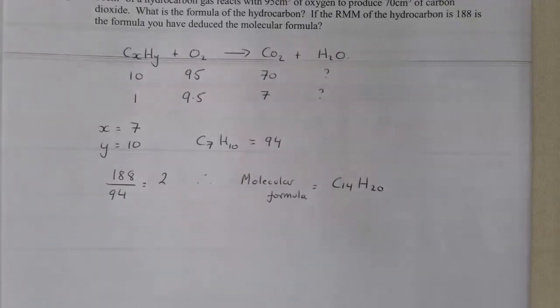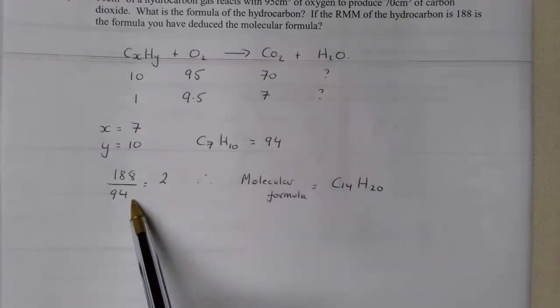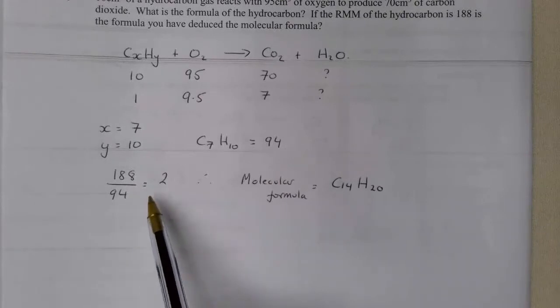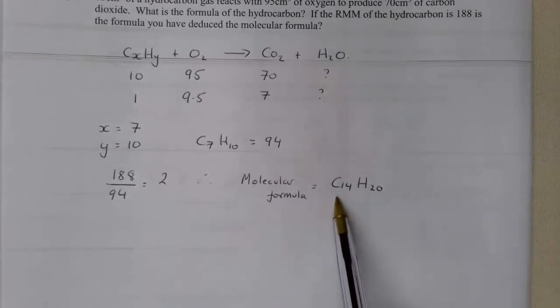And in my last example, I do everything in exactly the same way, only remember I'm going to get an empirical formula. I've been given the RMM of the hydrocarbon, so I can divide that by the empirical formula mass, and I get X equaling 2. And therefore the molecular formula is twice the empirical formula, so I have a molecular formula of C14H20.